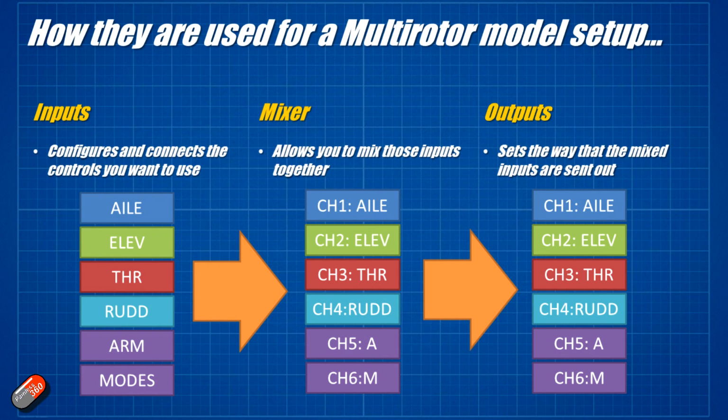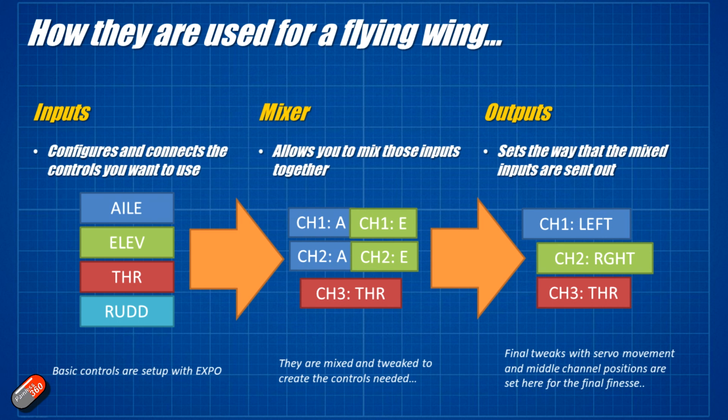However, it's very different if you want to do something like a flying wing. In a flying wing, the three parts are very different. The inputs, you're going to have aileron, elevator, throttle, and rudder as you would normally, or potentially whichever order you have your radio set up for. In the mixer though, then we're going to have two elevons. We're going to have the aileron and elevator both mixed into channel 1, and we're going to have the same thing, aileron and elevator mixed into channel 2, typically with the aileron in an opposite direction. And then channel 3 would probably be our throttle. That is the power of the mixer. It's combining those inputs in a way that's going to work for the model that you're putting it in.